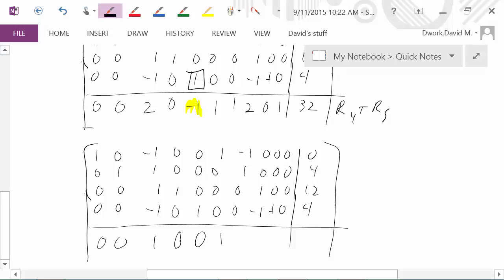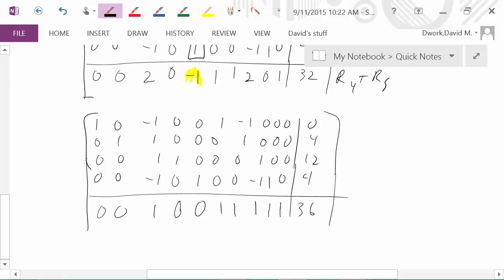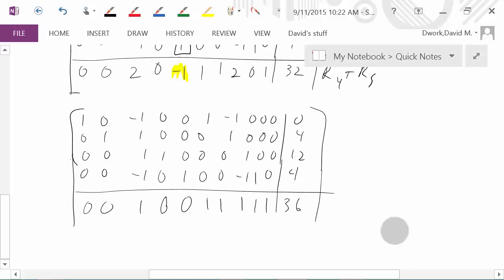0 plus 1 makes 1. 0 plus 1 makes 1. -1 plus 2 makes 1. 1 plus 0 makes 1, 0, that's supposed to be a 1. 0 plus 1 makes 1, and 32 plus 4 makes 36. So now we ask ourselves, what's left down here in our objective equation? All positives, which means we're done.